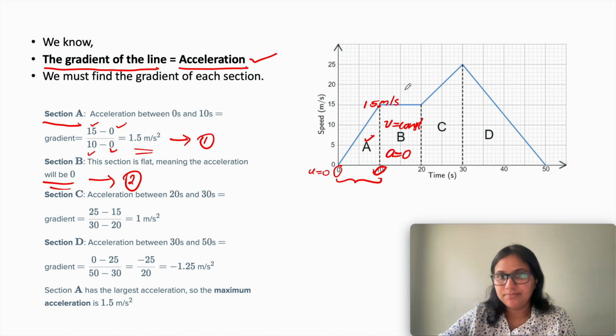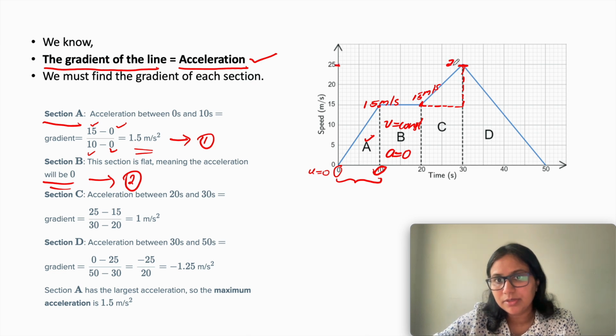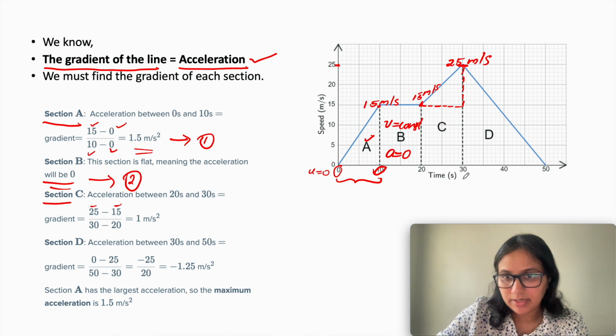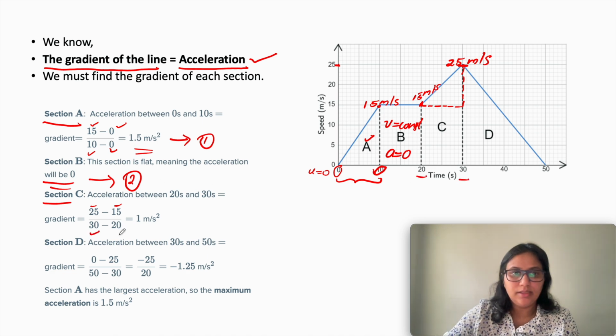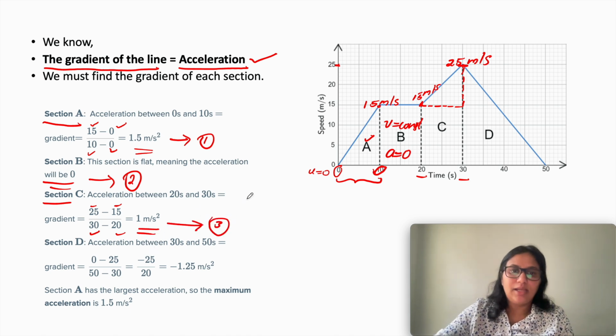For the third part, you can calculate the slope of this line. The initial velocity is 15 meter per second, and the final velocity is 25 meter per second. So 25 meter per second minus 15 meter per second. What is the time axis value? 30 minus 20. So 25 minus 15 is 10, and 30 minus 20 is 10. So what you get is 1 meter per second square. This is the third section.